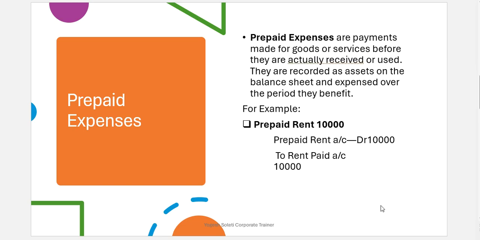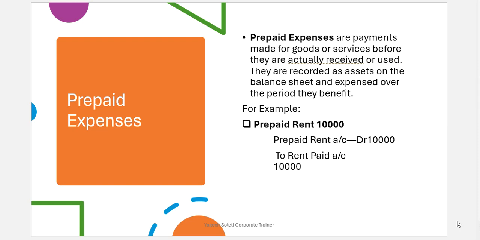Prepaid expense. Observe what we have given here. Prepaid expenses are payments made for goods or services before they are actually received or used. They are recorded as assets on the balance sheet and expensed over the period they benefit. Prepaid is nothing but paying a kind of advance. Generally, if you take any place on rent, such as office rent or godown rent, whatever it is, we will be paying a certain advance amount.